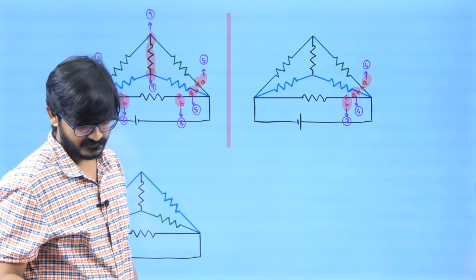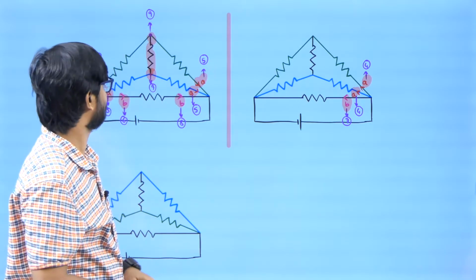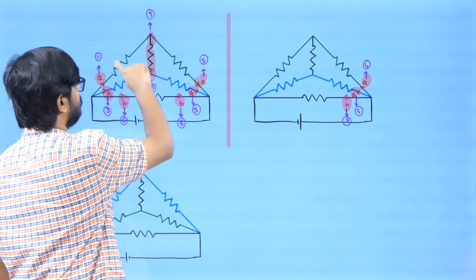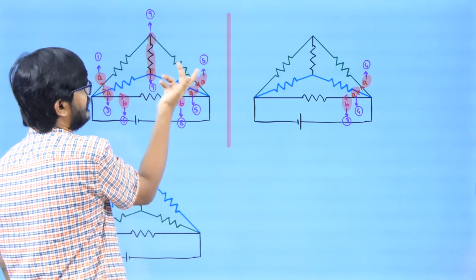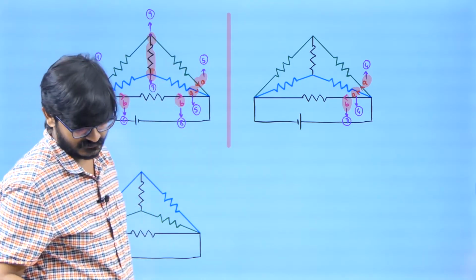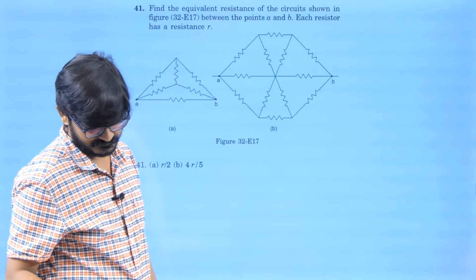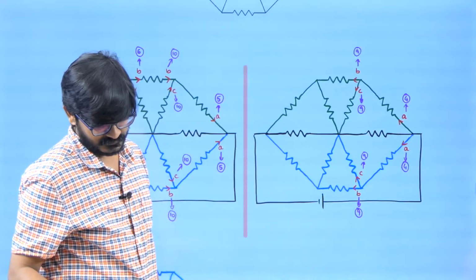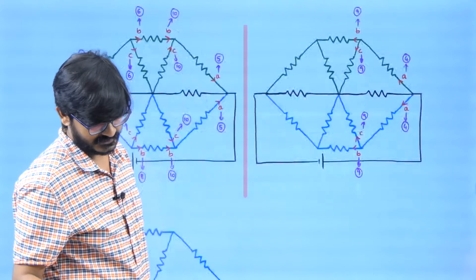One symmetry, right? So now if you want to find the equivalent resistance, what you can do, you can remove this. So 2R in parallel, so you will be getting R and R by 2, right? Now the next question, you need to find the equivalent resistance of this thing.